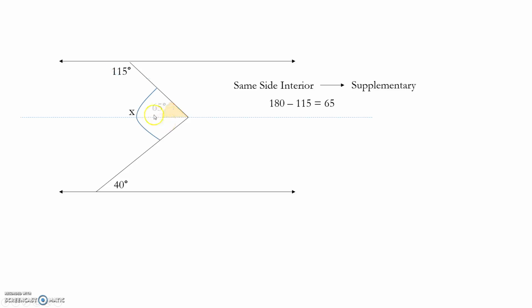Now I change my focus away from here and look down here. I know that this is a 40 degree angle, and this angle, the bottom part of angle X, is an alternate interior angle. Opposite sides of my transversal in the interior. Those are congruent angles, therefore they are equal, and this is 40 degrees.